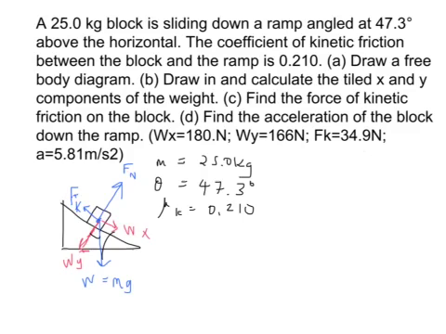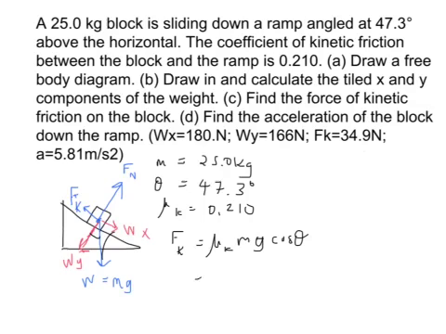So the next thing that I have to find is the force of kinetic friction. And the force of kinetic friction is always mu k multiplied by the normal force, right? And the normal force is equal and opposite to Wy. These forces cancel each other out. And the reason they cancel is because the block isn't accelerating off the ramp and it's not sinking into the ramp. So they cancel. And so Fn, therefore, is going to equal Wy, which is mg cos theta.